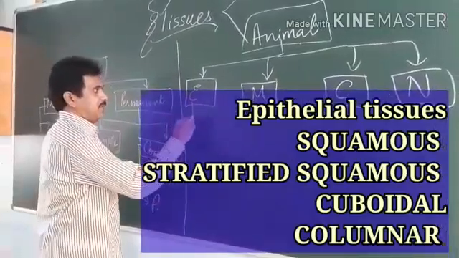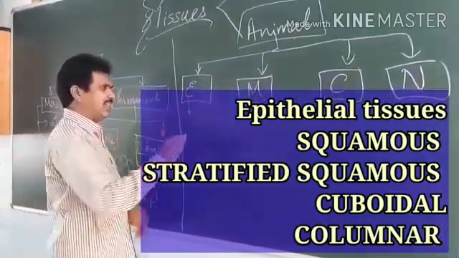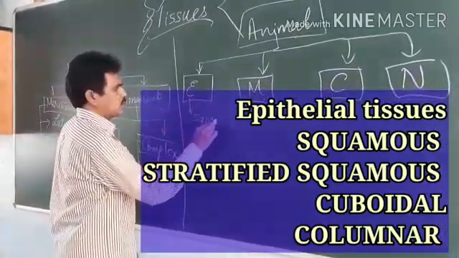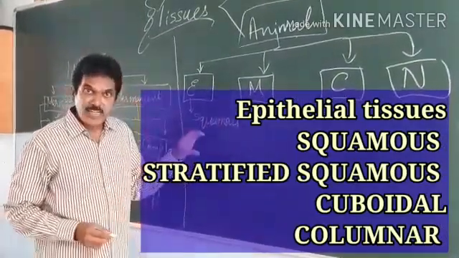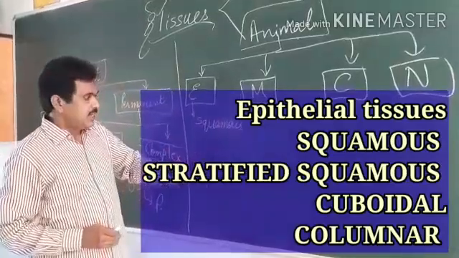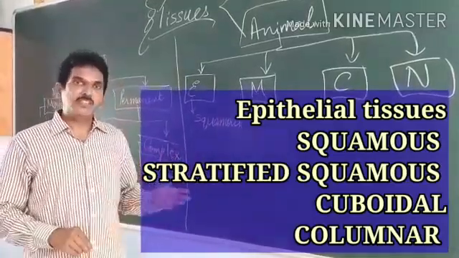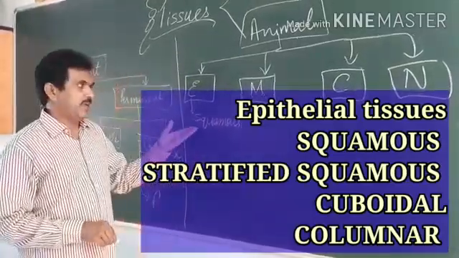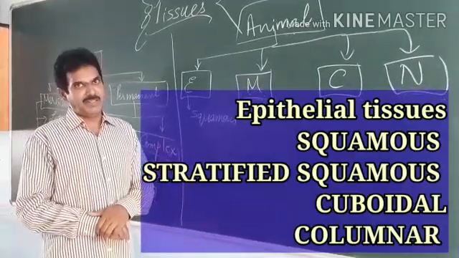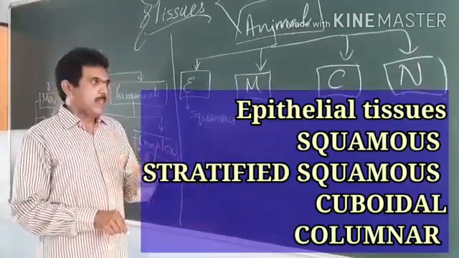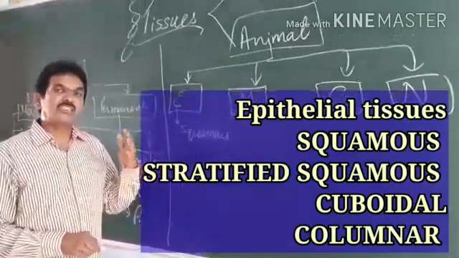And epithelium may be simple and single layer like the squamous epithelium. It may be cuboidal epithelium. It may be multi-layered like stratified squamous epithelium, or it may be even long pillar-like cells, columnar epithelium. Now you need to learn where each one is found.